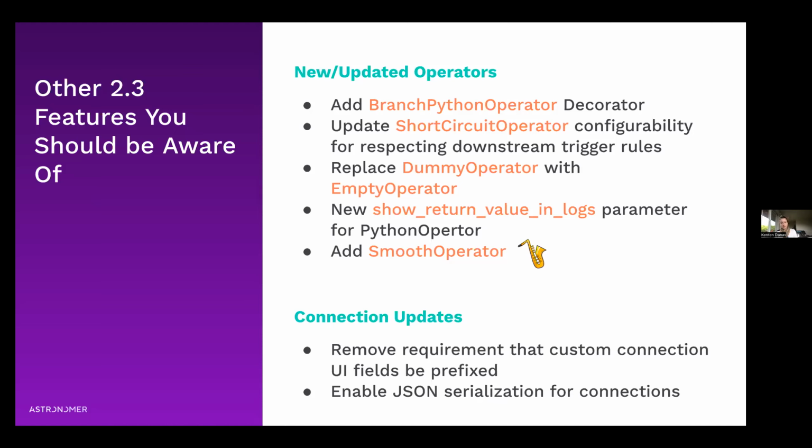Python operator has a new show return value in logs parameter. This is again one that if it impacts you, it's a big deal. If it doesn't, it's probably not. But you can now toggle that on or off. So if your Python operator is going to return sensitive information that you don't want printed explicitly in your logs, you can turn that off.